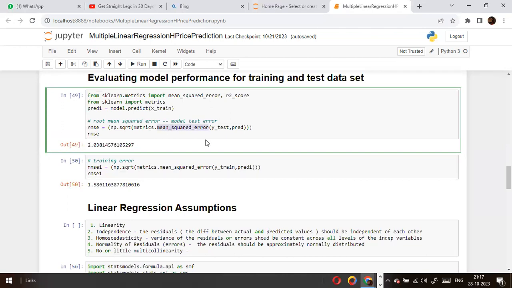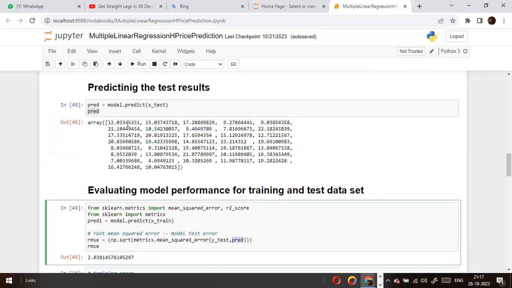It is a function, the method that is available in the metrics class. You need to pass the actual and then the predicted value. This is your actual housing price and predicted housing price. What is the predicted housing price? This is the one, right?